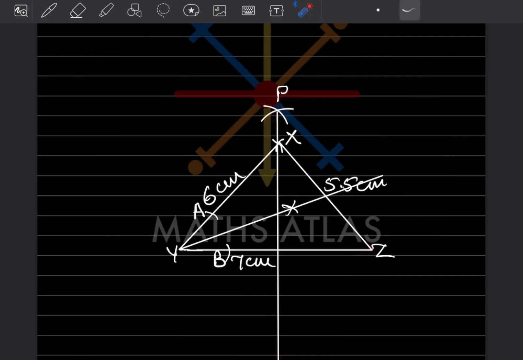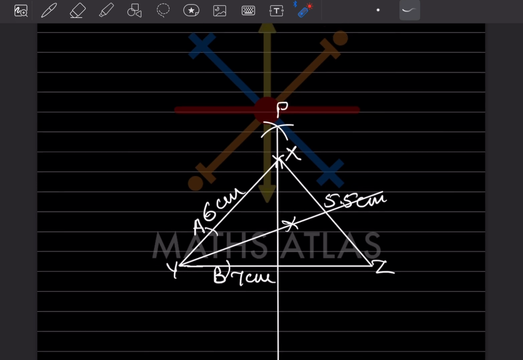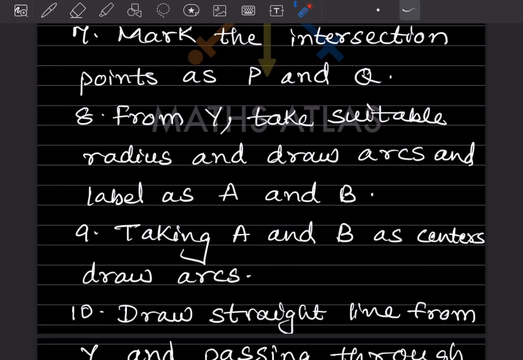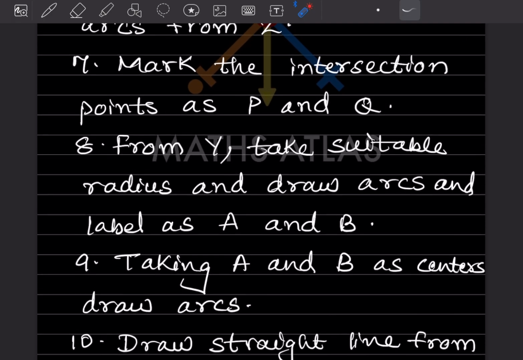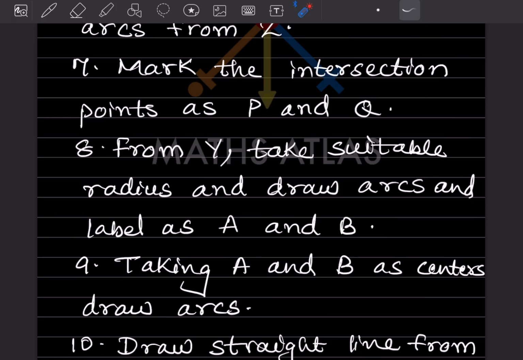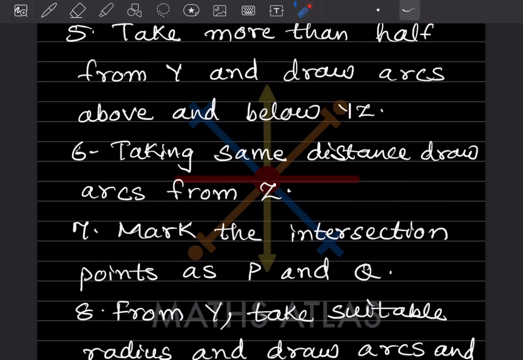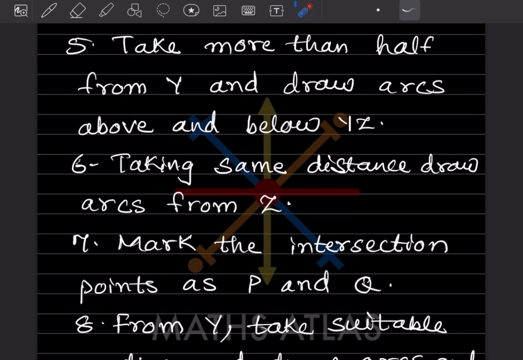So now this is the point of intersection. So you are going to draw one line. So this is now the perpendicular bisector. You can name it anything. I have named this as PQ. So now the perpendicular bisector is done. So now what will you do? Mark the intersections, that is P and Q.